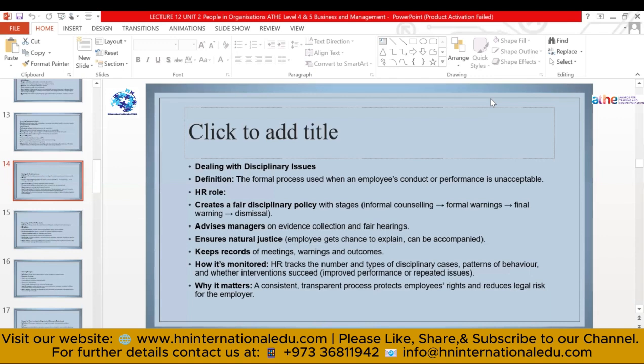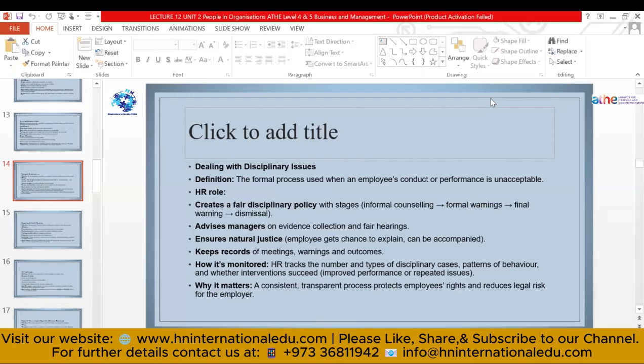Then comes keeping the record of the meetings, warnings, and outcomes. Each and everything is always with the management. How is it monitored? HR tracks the number and types of disciplinary cases, patterns of behavior, and whether the intervention succeeded, that is, improved performance or repeated issues. If things work on the first go, it is a good thing. But if it doesn't, then you need to report it again and take serious action.